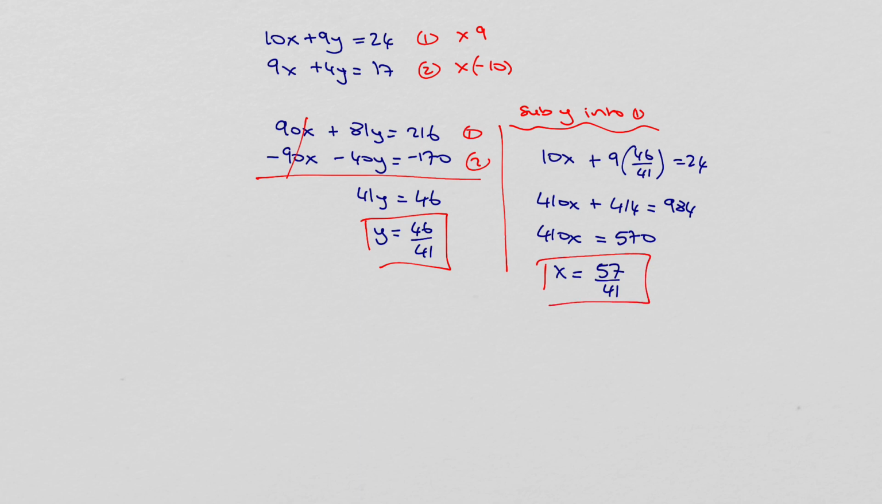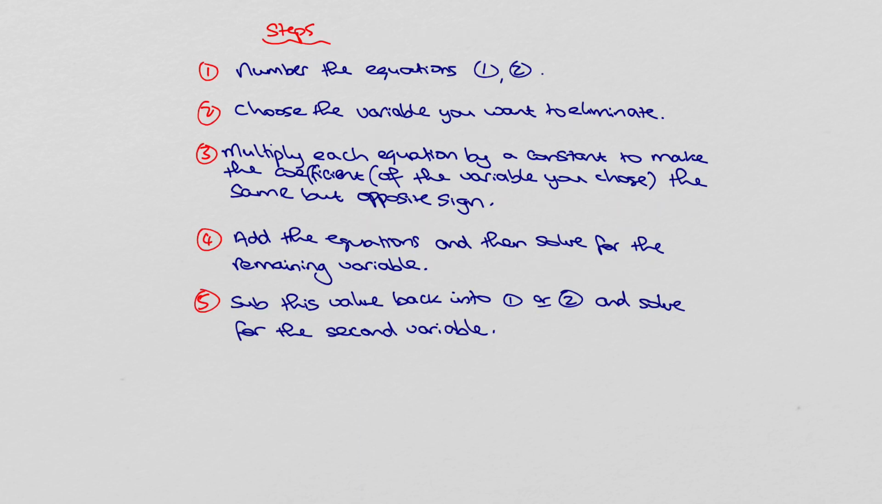So if we summarise our steps, what are we doing? We start by numbering our equations 1 and 2. We decide on the variable that we want to eliminate, such as x. We multiply both equations by a constant to make the coefficients of, say, x, the same but opposite in sign. We're going to then add our equations, which will eliminate the variable you chose, such as x, and then you solve for the remaining variable, i.e. y. We would then sub the value for y back into 1 or 2, and then solve for the second variable, which in this case would be x.